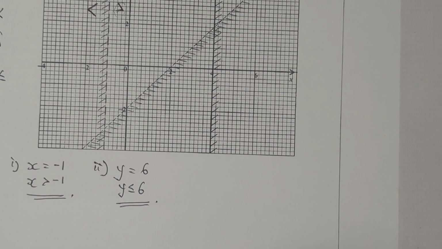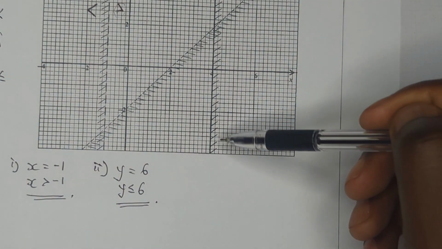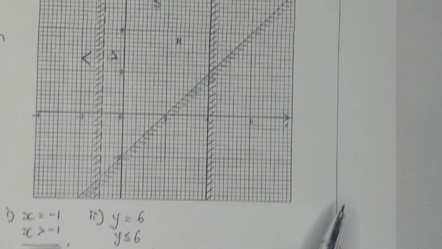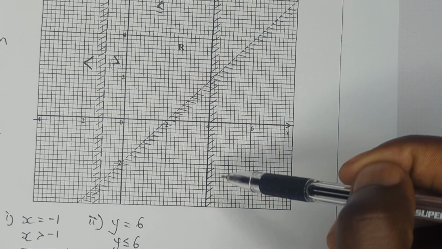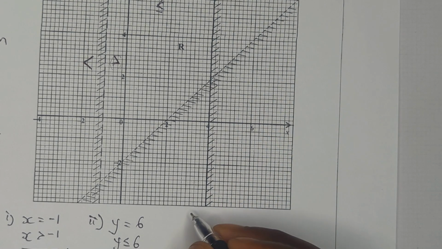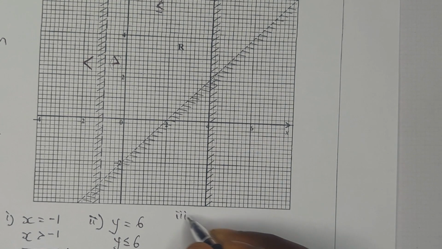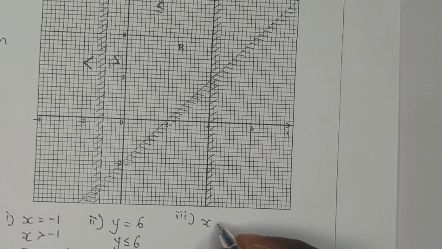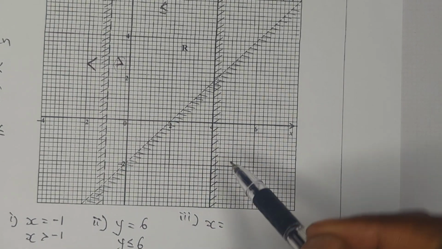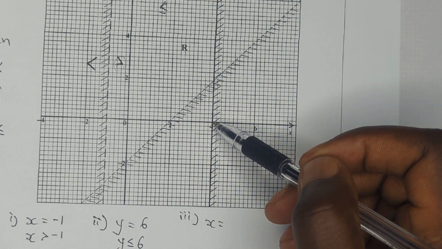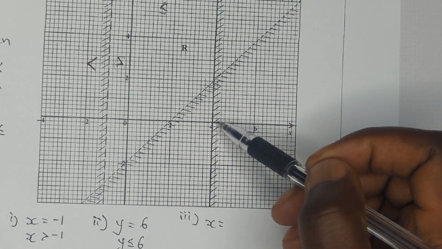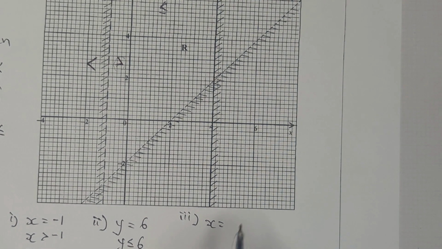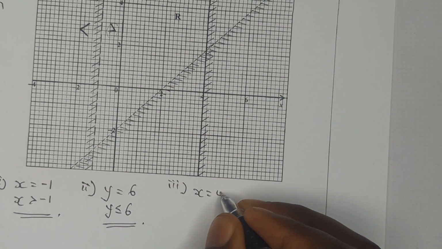Now for the other line, which is this line here, this line is for x. It is a vertical line. So x is equal to, this line here is coming from this point, which is 4. So this is 4 here. So x is equal to 4.